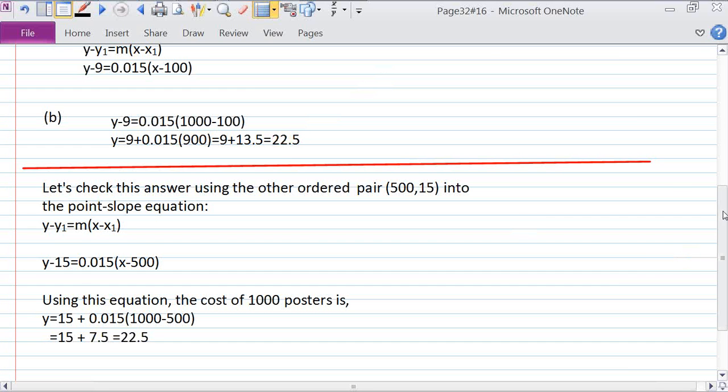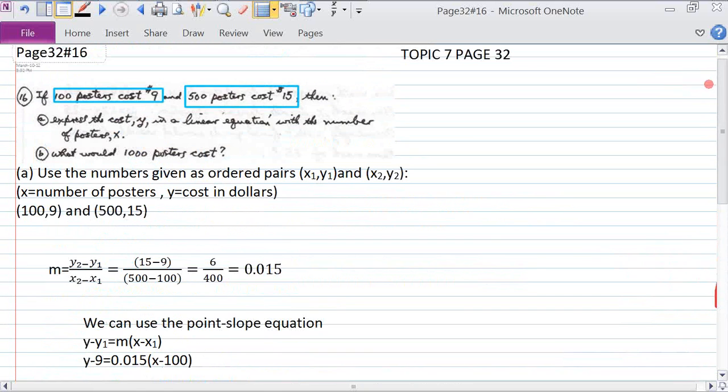So it doesn't really matter, once you've got the point slope form, which ordered pair you use. In the first case, we use this. In the second case, we use this in the point slope form, but it will still give us exactly the same equation.